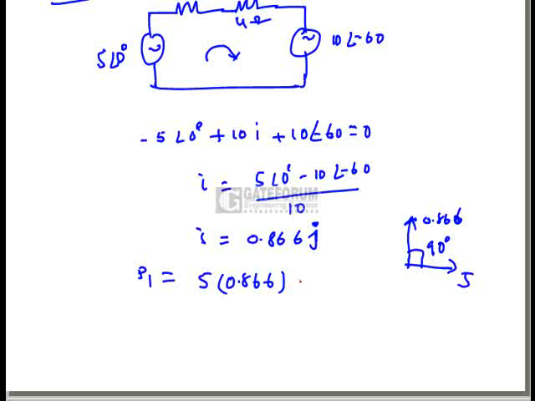5 and I is 0.866 and cos phi, what is the phi here? 90 degrees. Because the current leads the voltage by 90 degrees here, that's why phi is 90 degrees. So if you solve this, we will get the power is equal to 0, because cos 90 equals 0. That's why the power delivered by the source 1 is 0.